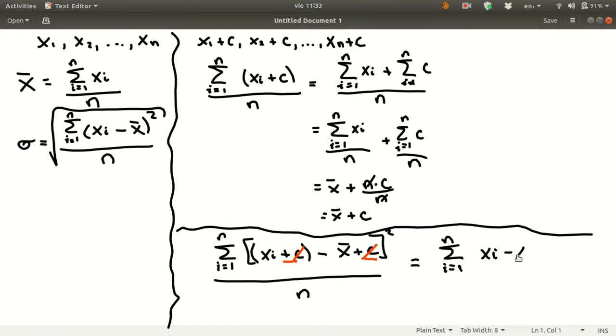And after I cancel them out, notice that I'm just going to have exactly the same formula as the beginning: x sub i minus the mean, squared, over n. Well, I did it without the square root, so this is actually the variance. Okay, so it's exactly the same formula. Of course, you would take the square root for the standard deviation. So this is the same original variance.